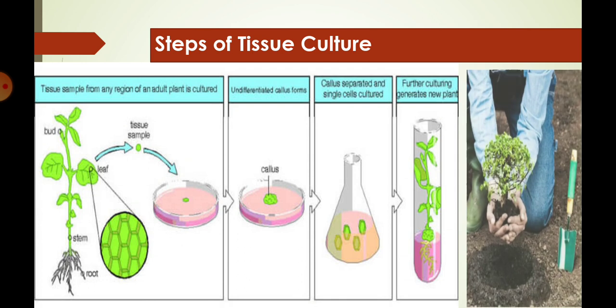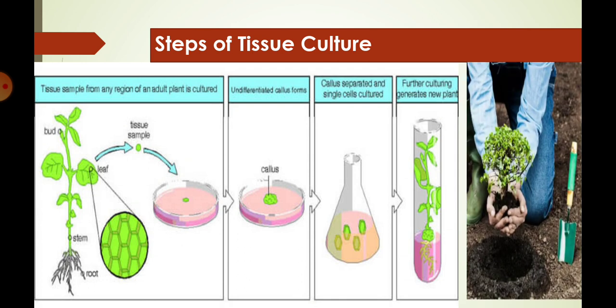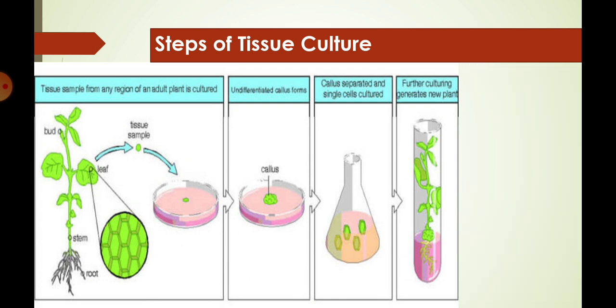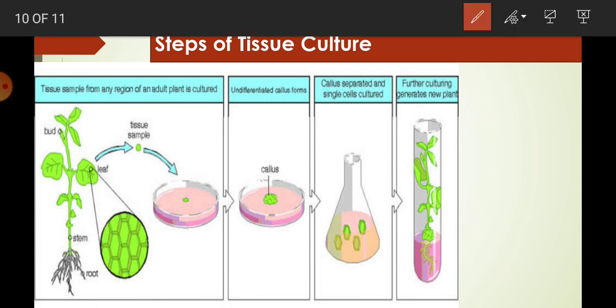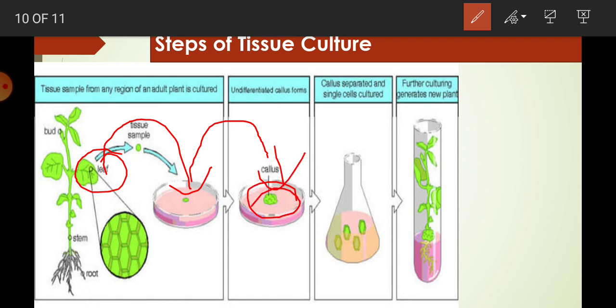So in summary, we know the steps of tissue culture. At first we will separate some part of the plant, and it will be placed on a medium surface, and here it will grow or divide and give rise to callus. Callus is placed on another medium that facilitates the differentiation of cells.